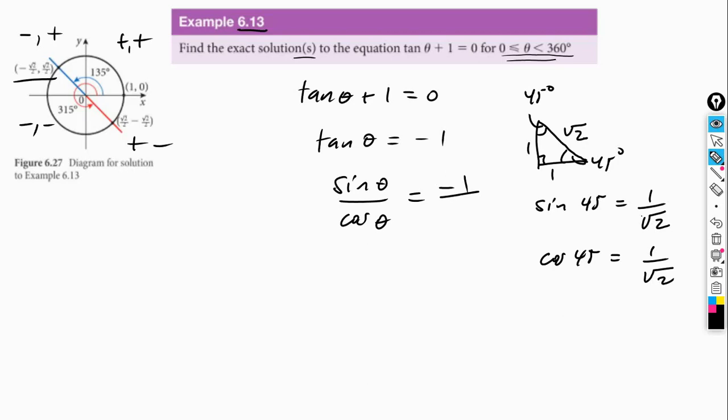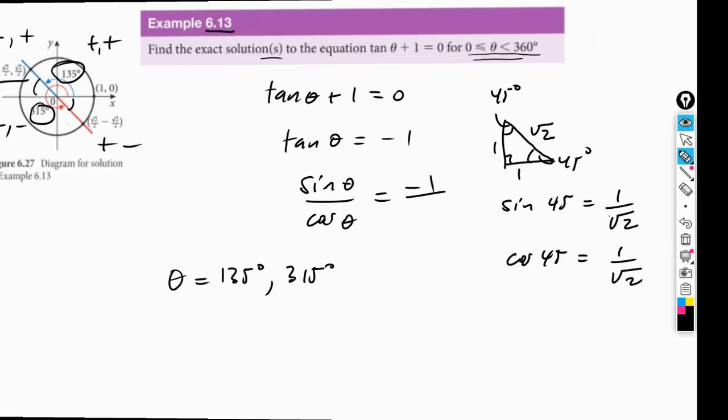135 degrees is one solution. Remember that the reference angle is 45 degrees here from the x-axis, right? And the other solution is going to be 315 degrees, which is also 45 degrees from the x-axis, which is our reference angle. So that means that for this equation, the solutions for theta are going to be 135 degrees and 315 degrees.